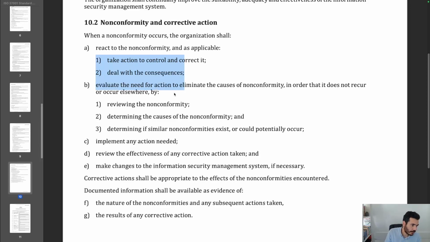But the standard goes over and above that. We need to evaluate the need for action to eliminate the cause of the nonconformity, in order that it does not recur or occur elsewhere, by reviewing the nonconformity. So once again, we say we've been a victim of a phishing attack, and we're going to determine the causes. Why was this person so gullible as to believe such an exaggerated ask from their boss, when they had just joined the company?